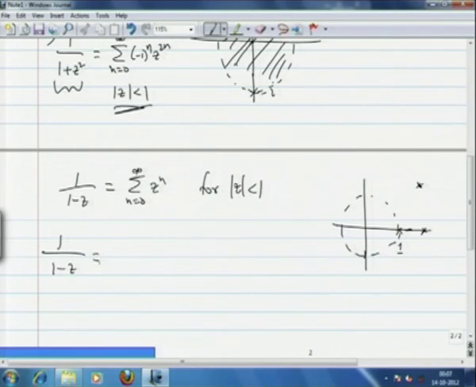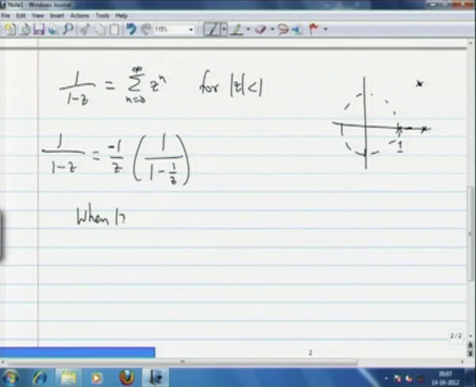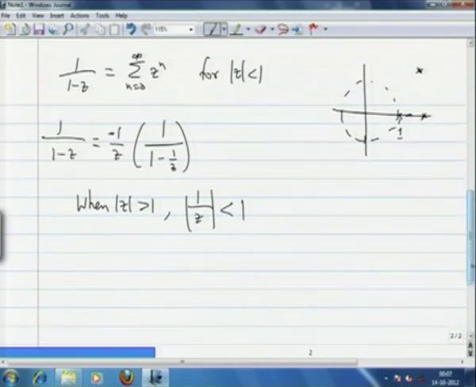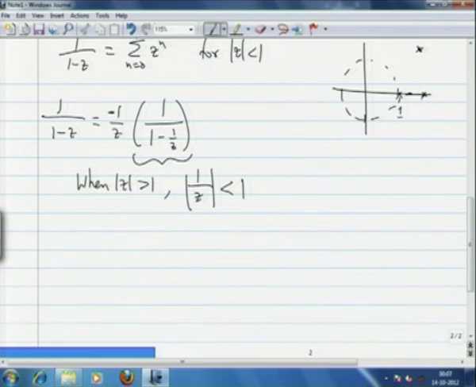We will write 1 by 1 minus z equals minus 1 by z times 1 by 1 minus 1 by z. Okay. And so, when modulus of z is greater than 1, so outside the closed disk of radius 1, 1 by z has modulus strictly less than 1. So, we can expand this factor 1 by 1 minus 1 by z as a power series. Okay. So, what we can do is we can write that as minus 1 by z times sigma n equals 0 through infinity 1 by z power n.